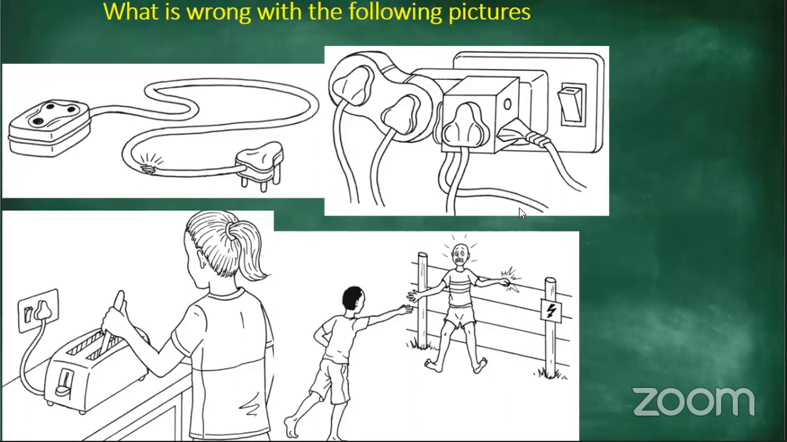All right, so now with all of these problems that we see on these pictures, how can they be avoided, especially the one with the plug overload? How can we avoid that? How can we avoid a plug overload?